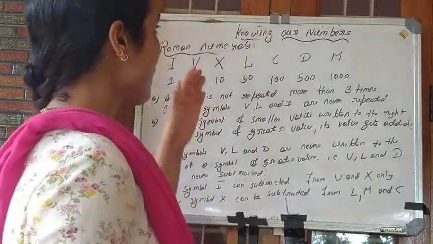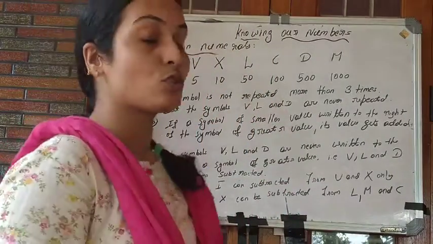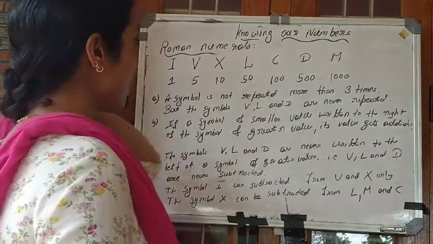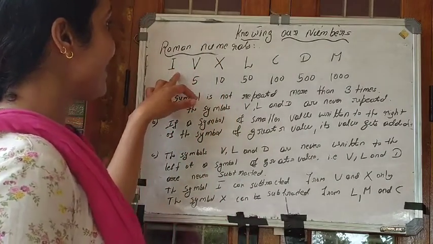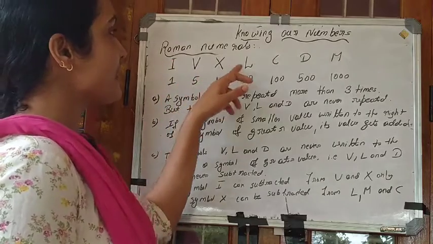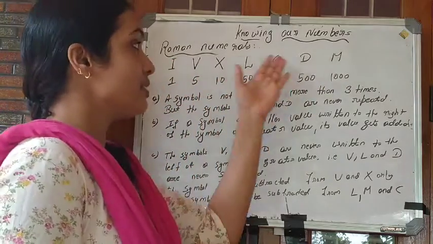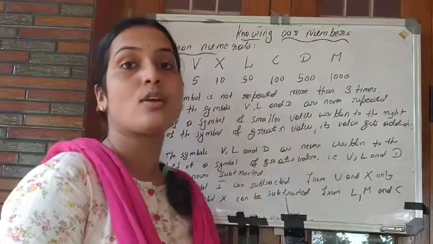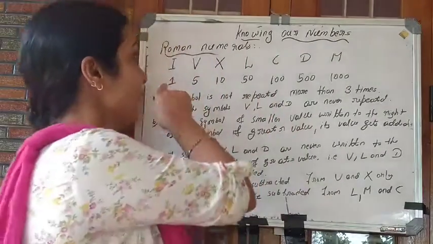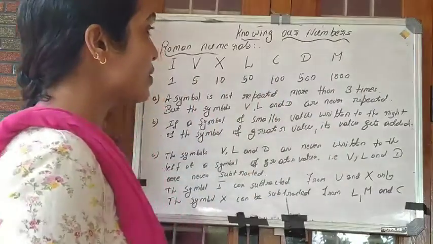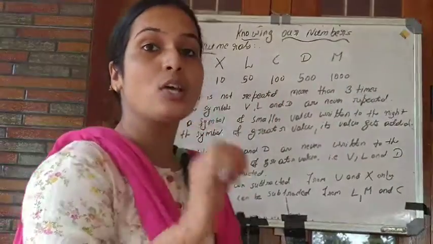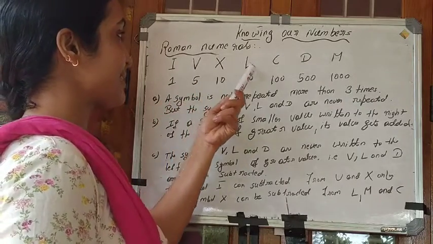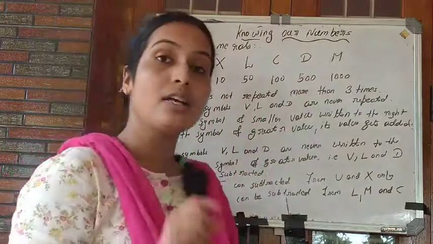Next, the topic we have to discuss is Roman numerals. What do we mean by Roman numerals? The Roman numerals are indicated by I, V, X, L, C, D, M. Only these seven capital letters of the alphabet are used to indicate Roman numerals. The first one is I, and then V, X, L, C, D and M.